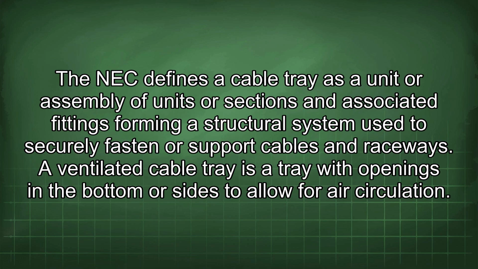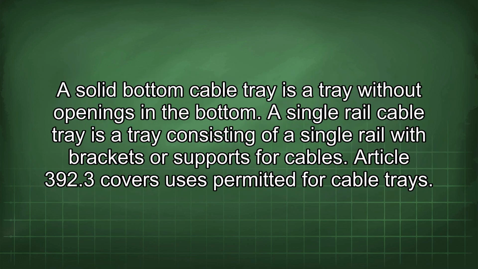A ventilated cable tray is a tray with openings in the bottom or sides to allow for air circulation. A solid bottom cable tray is a tray without openings in the bottom. A single rail cable tray is a tray consisting of a single rail with brackets or supports for cables. Article 392.3 covers uses permitted for cable trays.